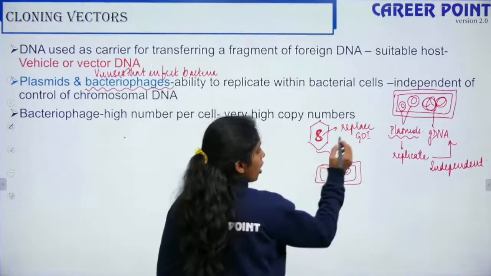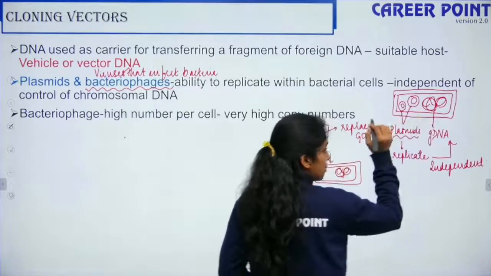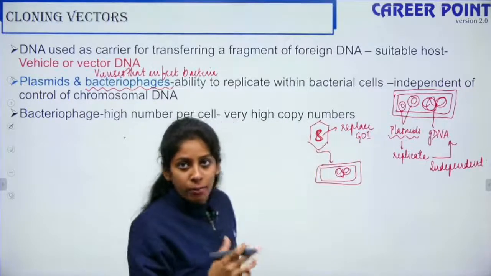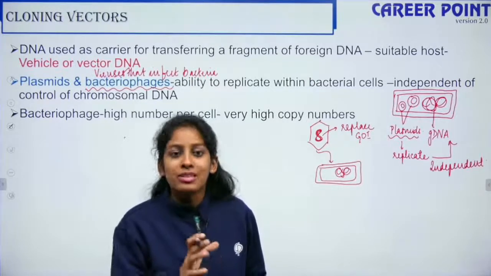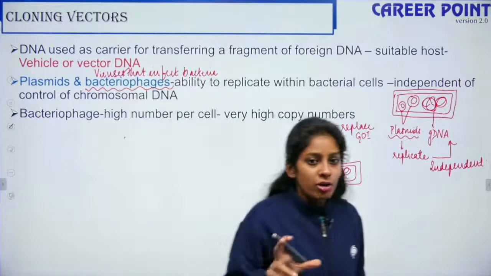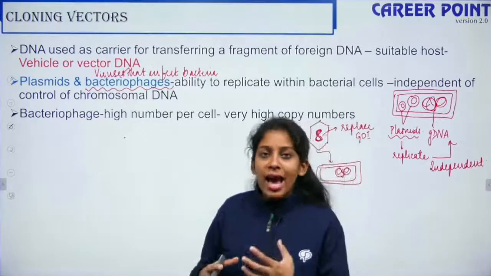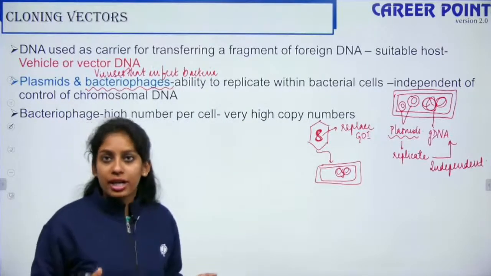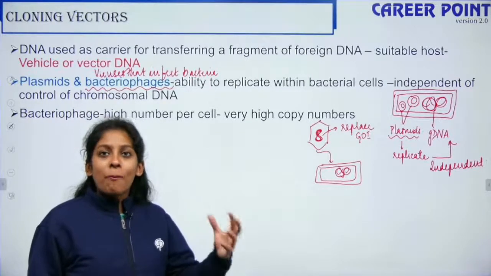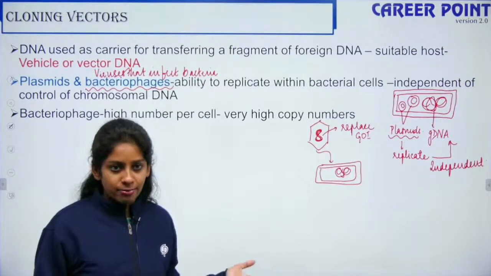If I have many copies of the plasmid, that is called copy number. The number of copies in which the plasmid or the bacteriophage is present is called the copy number. No, not Xerox copy. So if I have 10 plasmids present inside a particular bacterium, I say the copy number of this plasmid is 10.